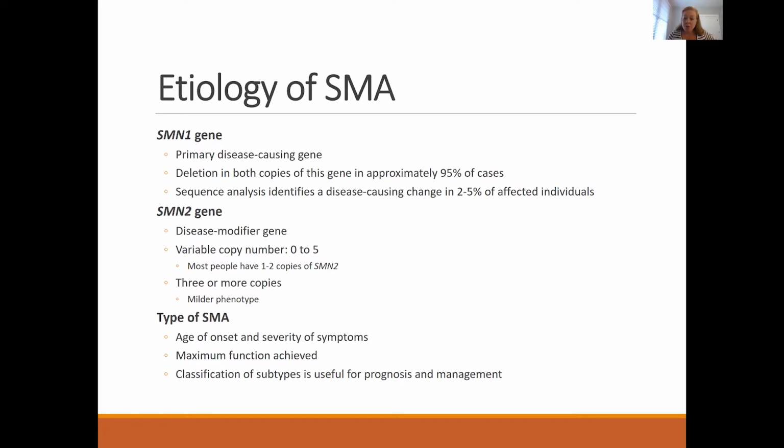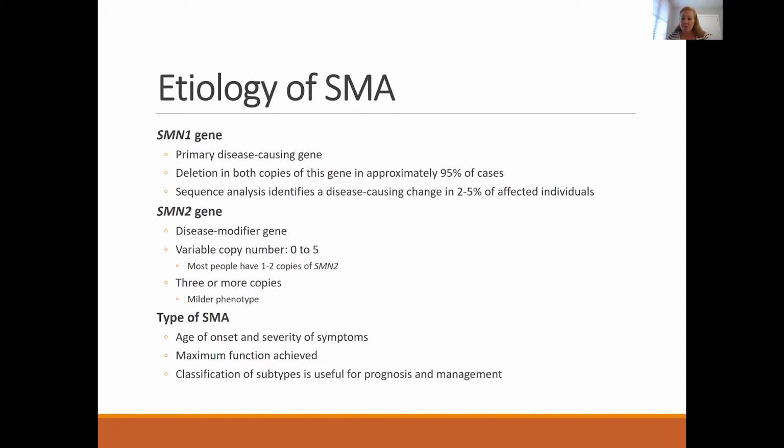So historically, we classified the type of SMA based on when a child started having symptoms and then their maximum gross motor milestone achieved, whether that be rolling, sitting, walking, how far they could walk. And it was helpful for being able to give parents an idea of prognosis, how the child would do long term, and then also from a management standpoint.